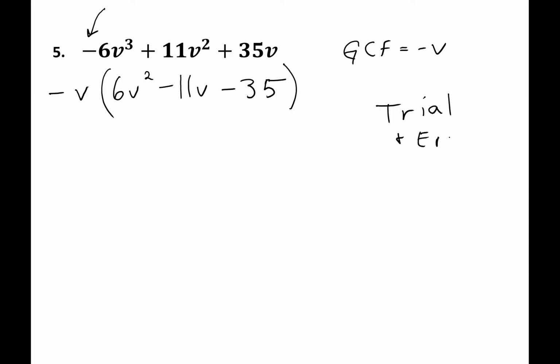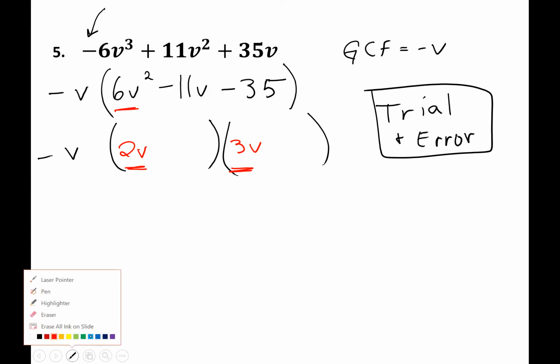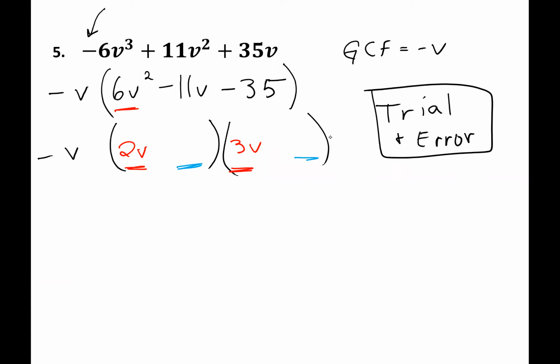And when I say a little big, I just mean 6 times negative 35 is beyond what I can do in my head. And so it makes me think I'll have trouble making the list of factors that I would need. So I'm just going to do trial and error. So here we go. My first two terms would need to multiply to 6v squared. So I'm going to try 2v and 3v. My last two terms need to multiply to negative 35. So factors of 35, I'm going to try 5 and 7.